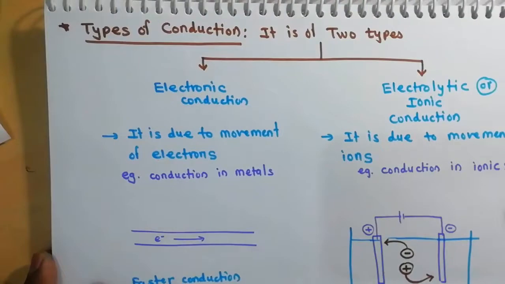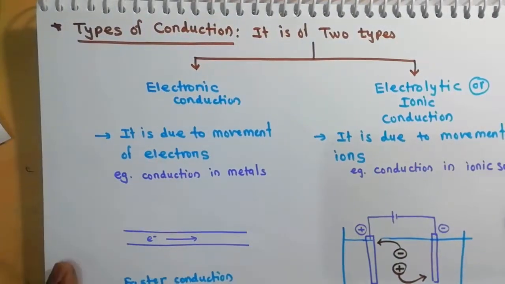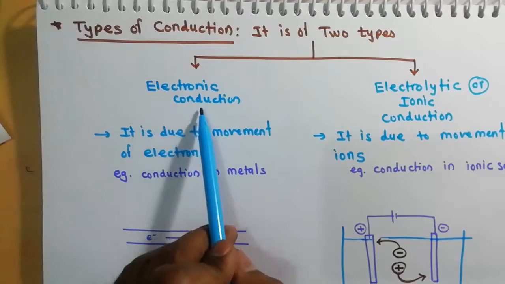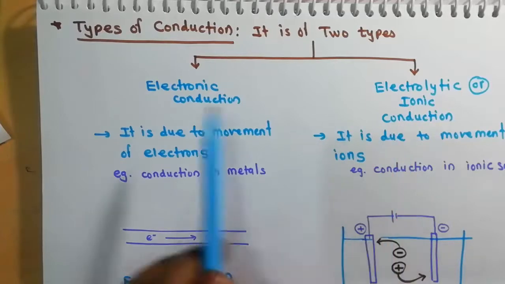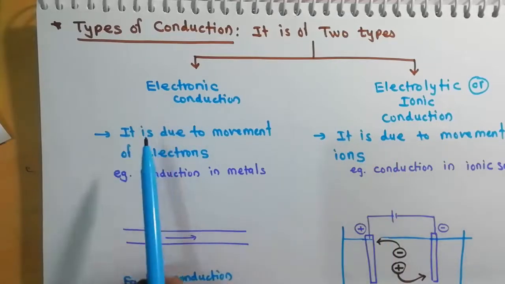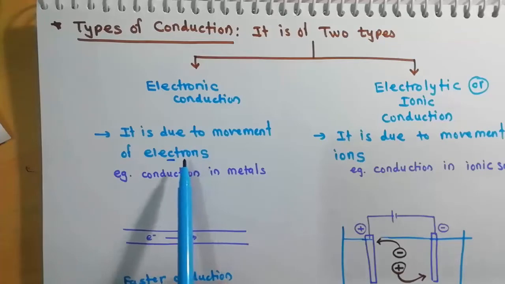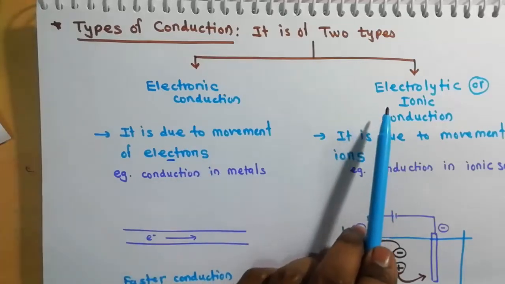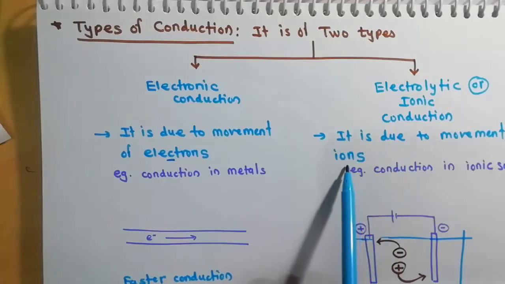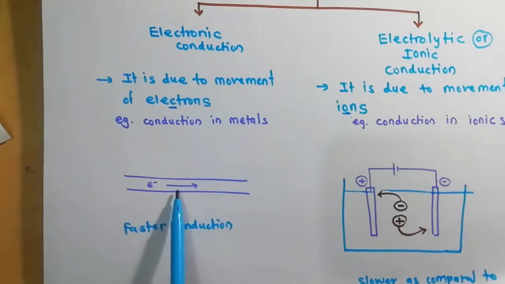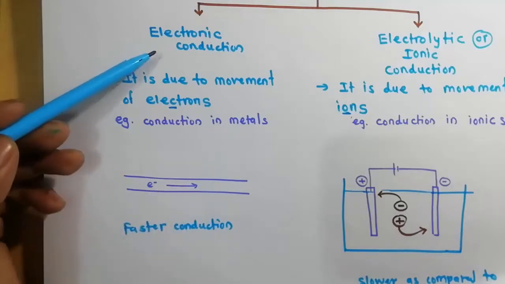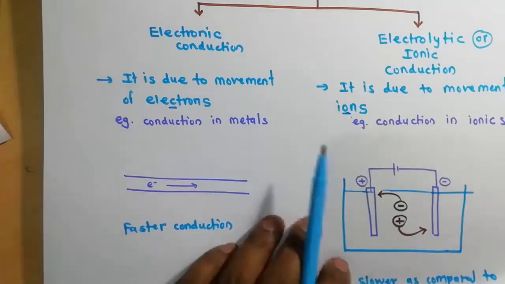Now the next topic, types of conduction. There are two types of conduction. First is electronic conduction and second is electrolytic or ionic conduction. In electronic conduction, the conduction is because of the movement of electrons, whereas in electrolytic or ionic conduction, the conduction is because of the movement of ions. For example, the conduction in metals. This is a metal wire, and its conduction is mainly because of the transfer of electrons, due to which electronic conduction is much faster than electrolytic conduction.